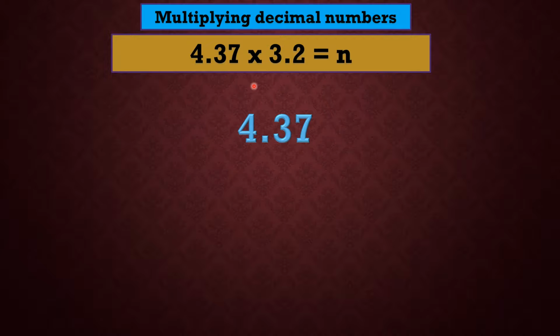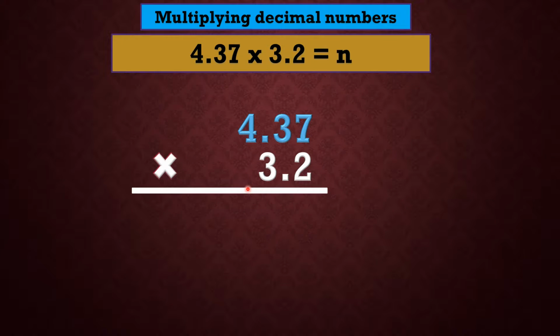So 4.37 times 3.2. You have noticed that instead of aligning the decimal point, I aligned them from the right. So let's pretend that these numbers are whole numbers. Disregard muna natin yung decimal point. Let's pretend na wala sila dyan. So we're just going to multiply them as a whole number.